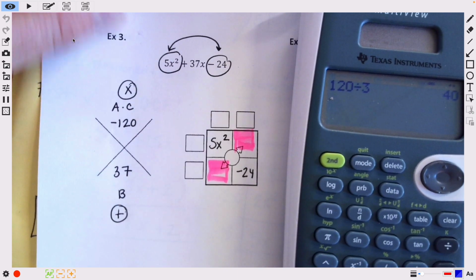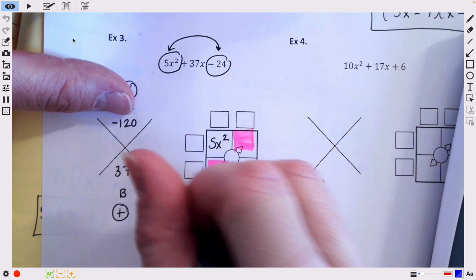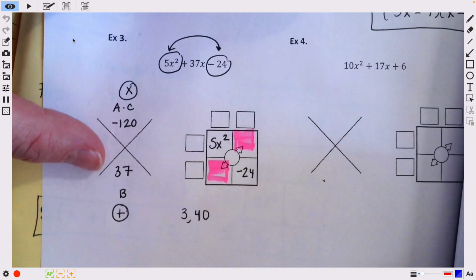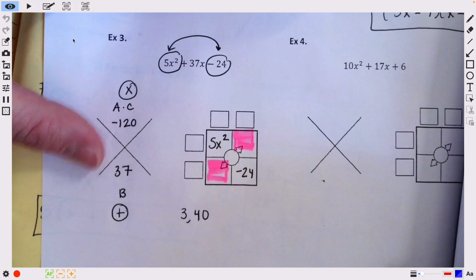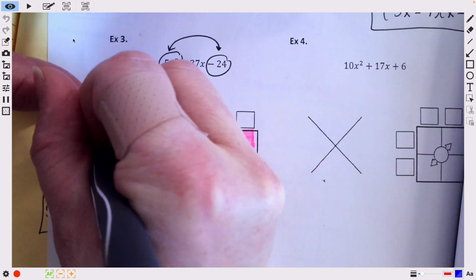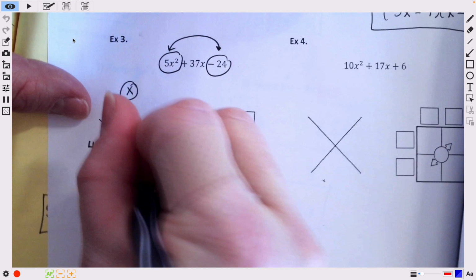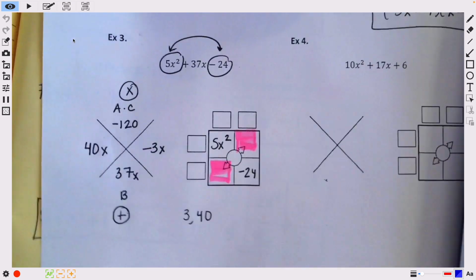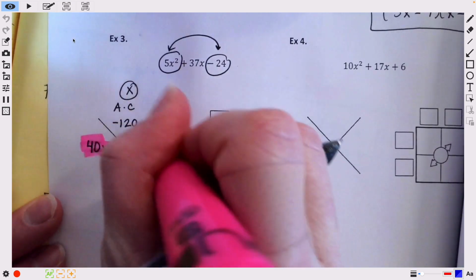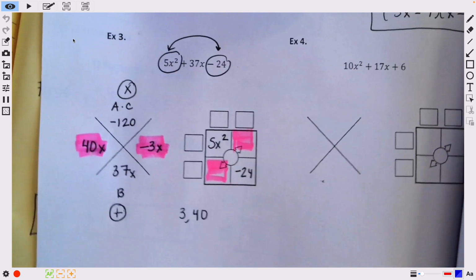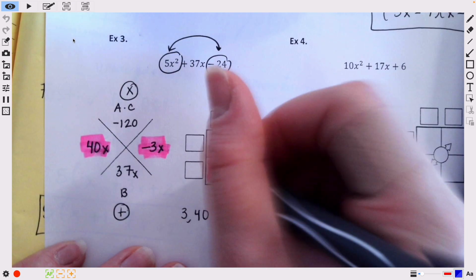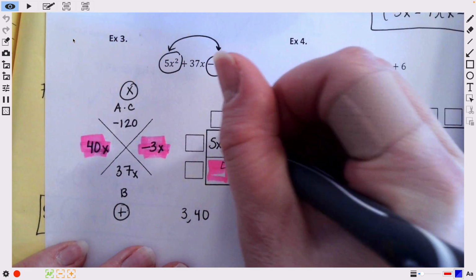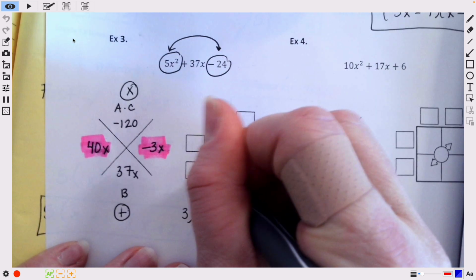How about 120 divided by 3? 3 and 40. Can you get 37 from 3 and 40? Yep. One of them just has to be negative, right? 3 needs to be negative. So you're going to have a 40x and a negative 3x. That's what's going to go in your diagonal boxes. Those two numbers are always going to have an X behind them. The pink numbers will always have an X behind them, and it will never matter which one goes where. But I'm going to put the 40x here and the negative 3x down here.